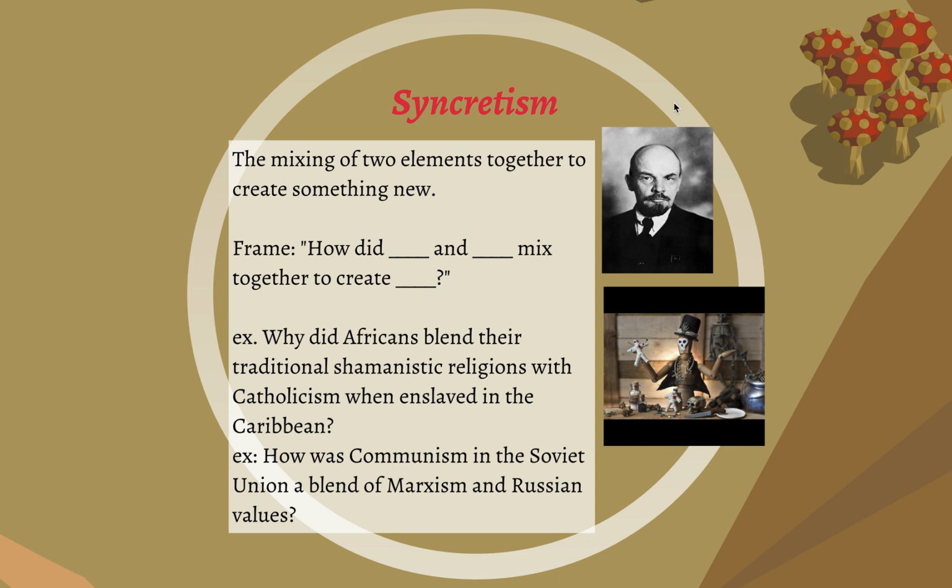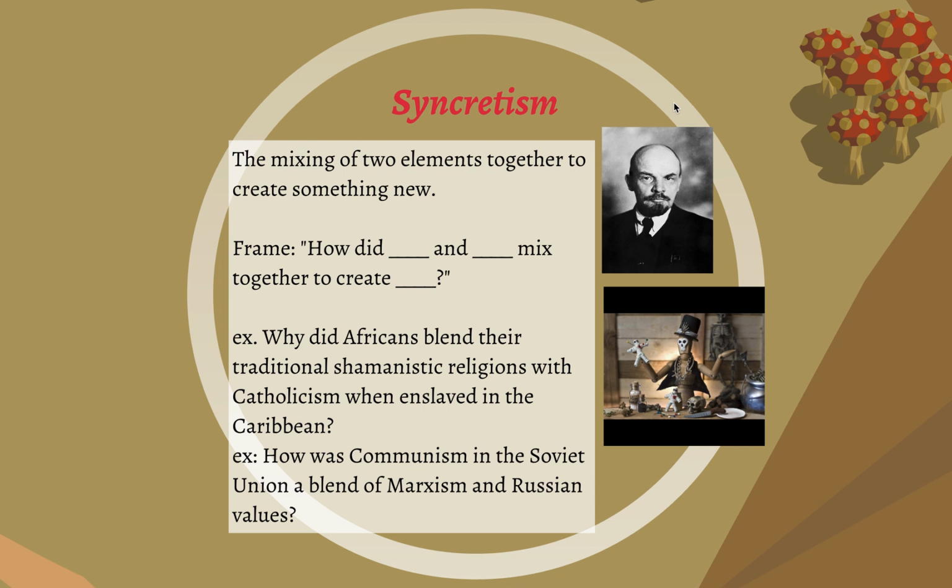So how did blank and blank mix together to create blank? Why did Africans blend their traditional shamanistic religions with Catholicism when enslaved in the Caribbean to create voodoo? Is what would have been even a better way of saying that question. Voodoo. You all know voodoo because you have either visited New Orleans and actually seen that, or you've watched Princess and the Frog, and that evil guy in that was a voodoo doctor, a witch doctor who practices this combination of Catholic beliefs with also some traditional African animal spirits and magic mixed in there.